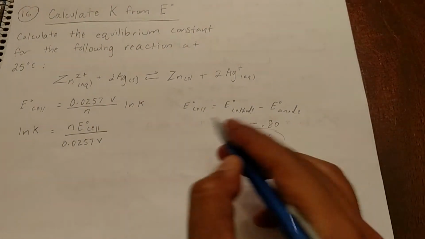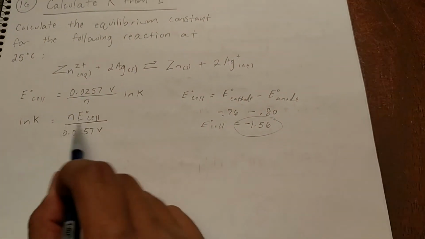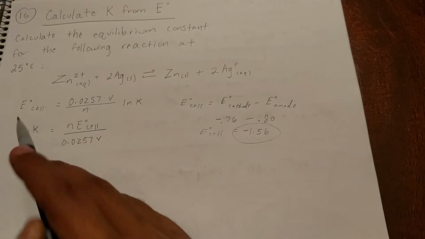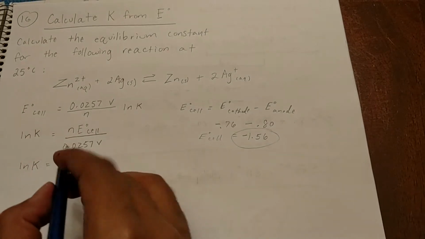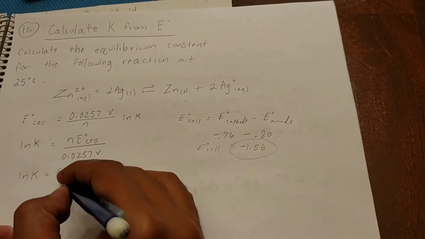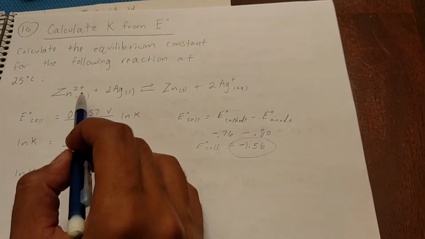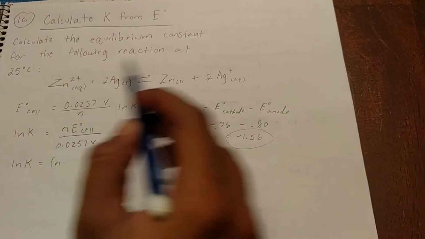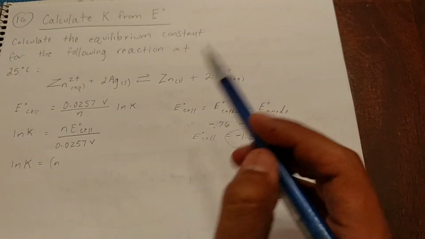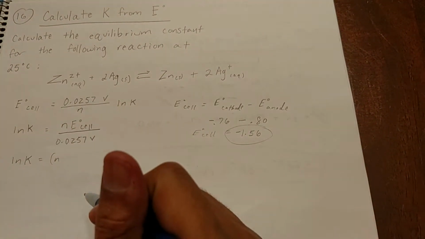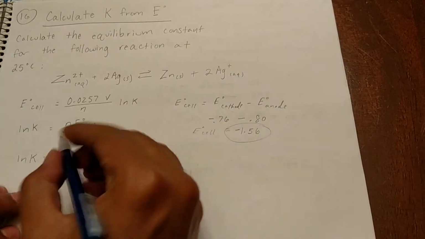So now that you have this value, your E° cell, you use it in your equation to solve for K. So you do ln of K is equal to n, which in this case is 2 because we have 2+ over here and 2 Ag over here. So we're adding 2 electrons to this side and 2 electrons to this side to balance out the reactions. So n in this case will be 2.